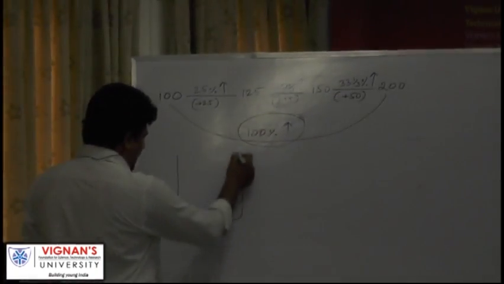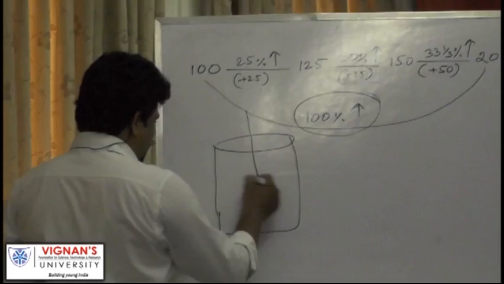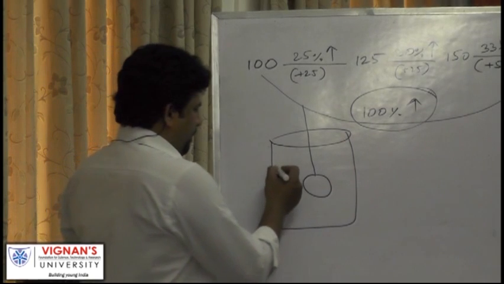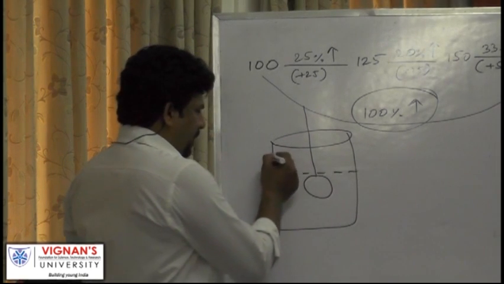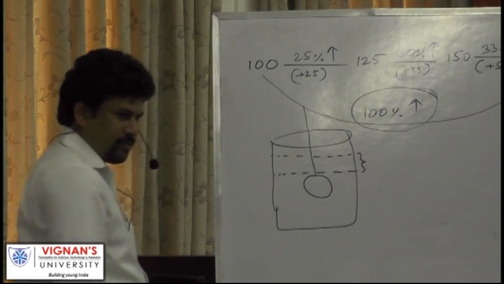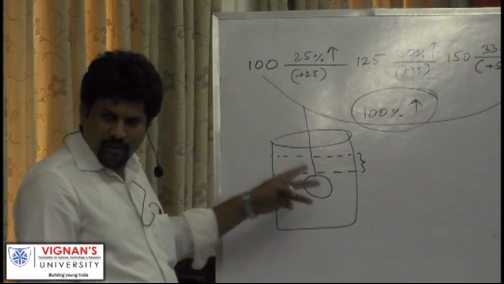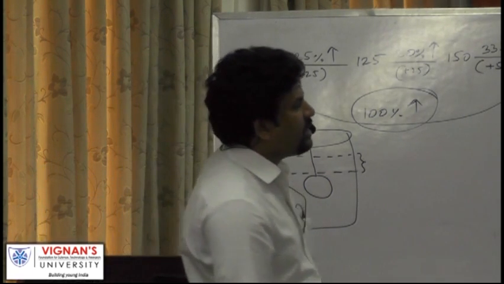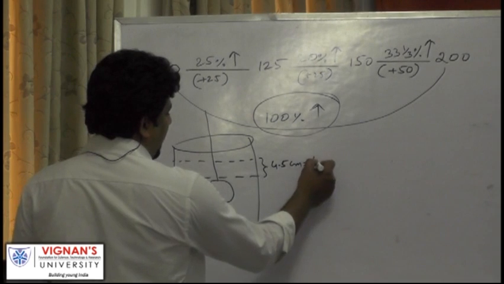There is a cylindrical vessel like this. A sphere is dropped into a cylindrical vessel like this. Because of this, what happened? The water level increased. Say earlier the water level was here. Because of the drop, the water level increased. This is the increase in the water level. Earlier water was up to here. After dropping the sphere into the cylindrical vessel, the water level increased. Increased to what height? 4.5 centimeters. This is the height of the water level.